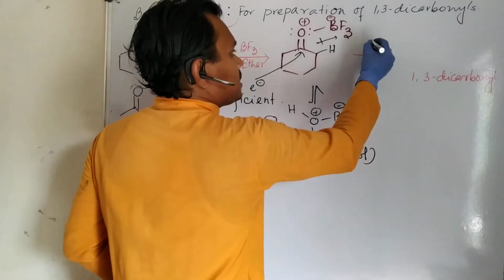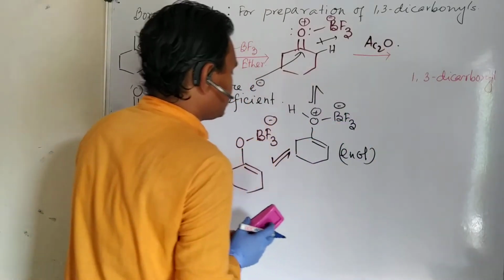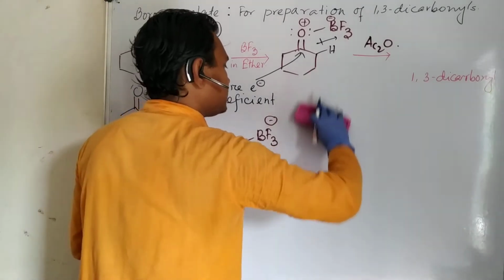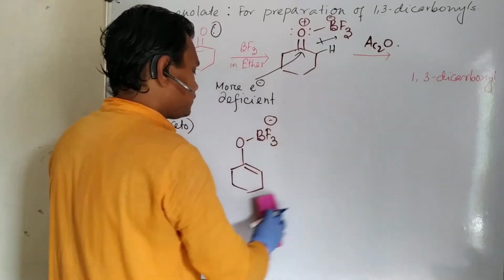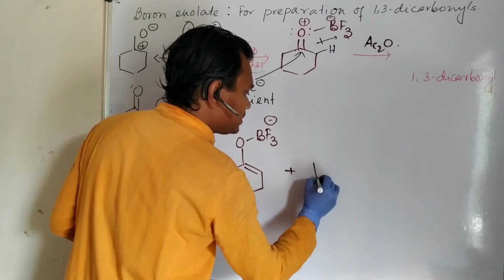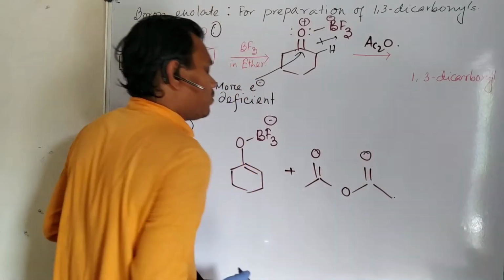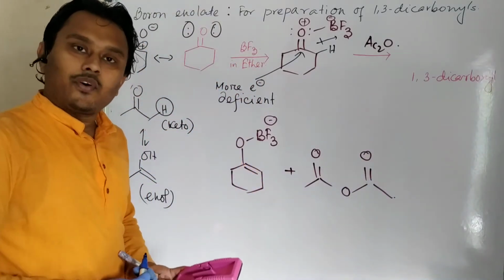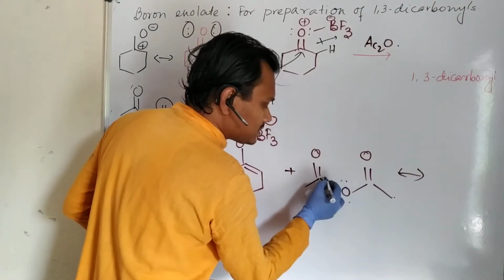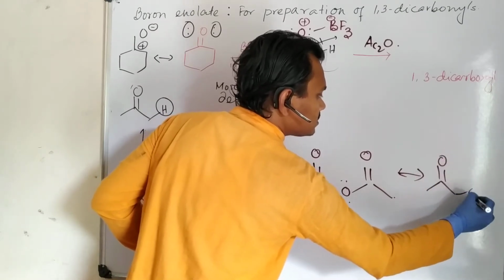If we add acetic anhydride (Ac2O), then it results in a 1,3-dicarbonyl compound. The question is how. Let's look at this problem. If we add acetic anhydride, this is the anhydride. Now you should know another canonical form of acetic anhydride, because this lone pair is delocalized into this, and this became this.